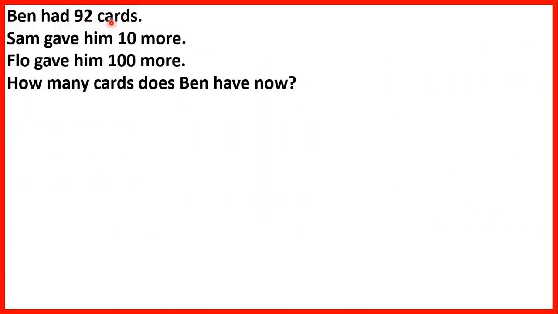Ben had 92 cards. Sam gave him 10 more. Flo gave him 100 more. How many cards does Ben have now? So he started with 92, and Sam gave him 10 more, so we can work out 92 plus 10 to find out how many cards he had after Sam had given him 10. And 92 plus 10 is 102. That's because 9 plus 1 is 10, and then the 2 stays the same because we're not adding any ones, so we have 2 ones in our answer.